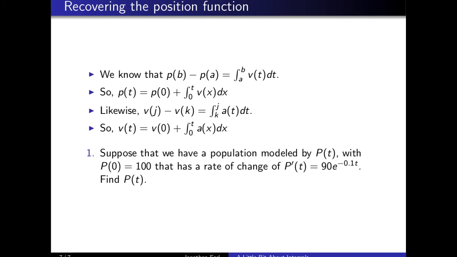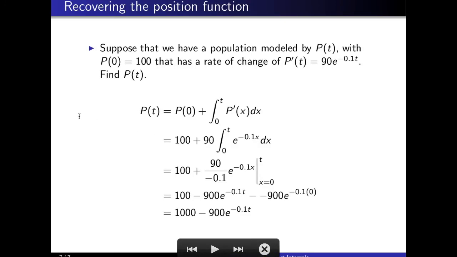So here what we're going to do is find the population as a function of time based on the initial population and also the rate of change of that population, the P prime. So we'll put our capital P prime into this expression where we have a v, and then we'll use P of 0 equal to 100. So we can find the population as a function of time equal to the initial population plus the integral from 0 to t of P prime of x dx.